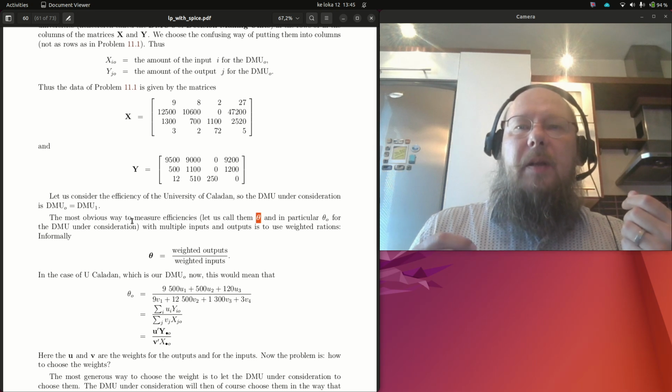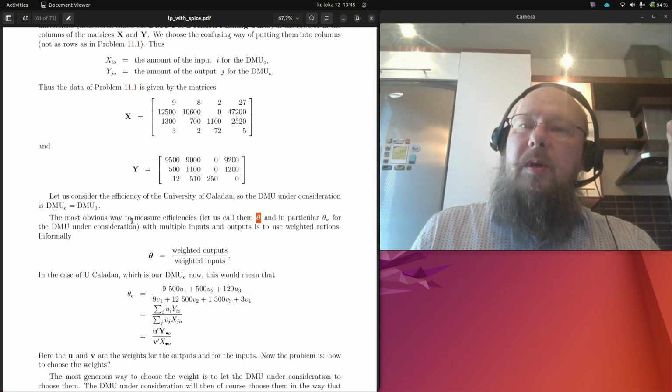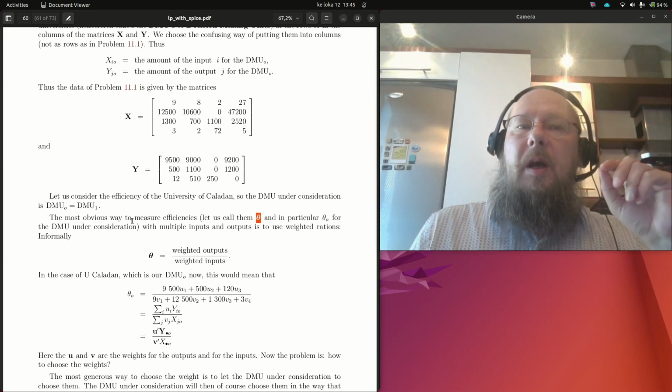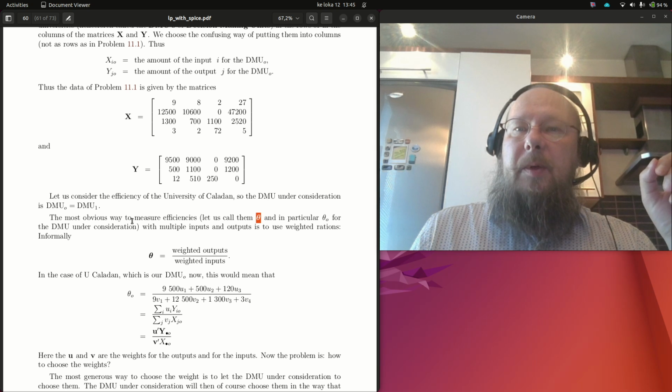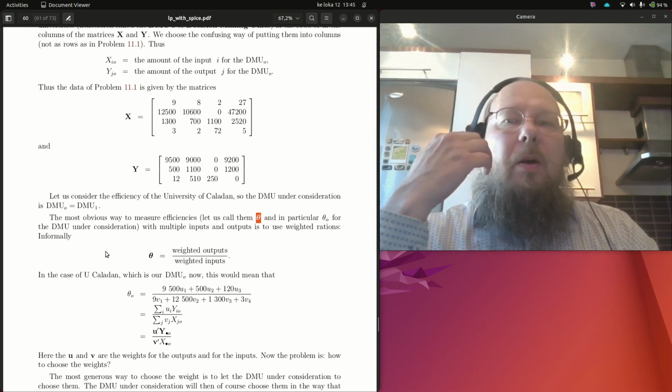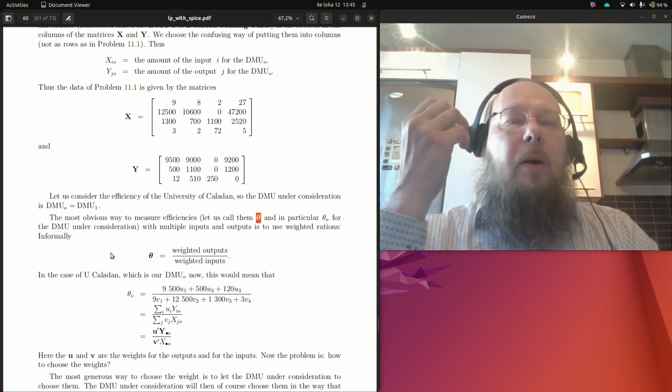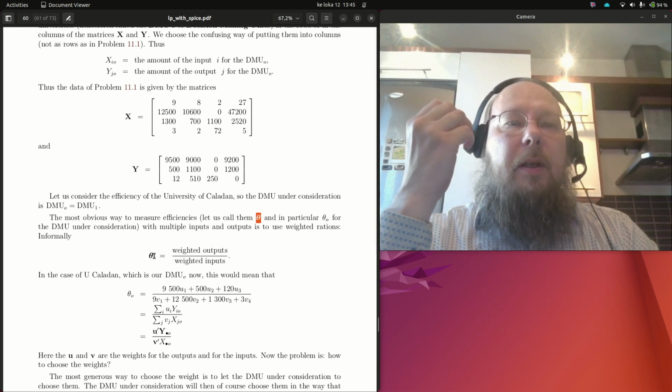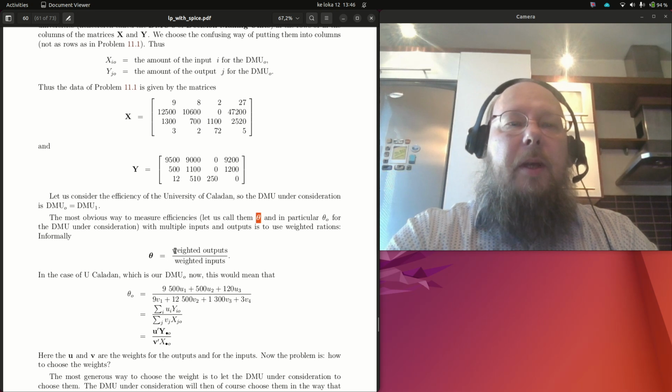The first thing that usually comes to mind, which is the traditional thing, is okay, we weigh the inputs with some numbers and we weigh the outputs with some numbers and perform the ratio. So, not even formally, just on the idea level, theta, the efficiency, is that you take the weighted outputs of the DMU and divide it by the weighted inputs.